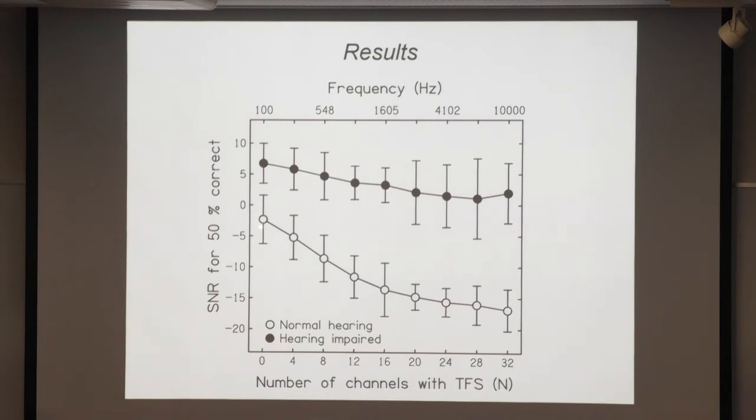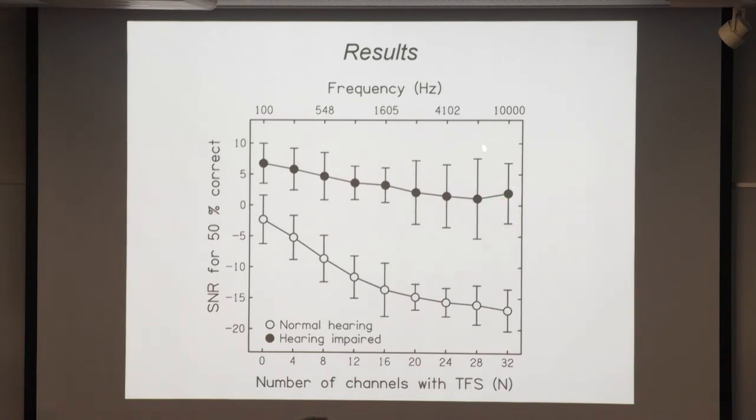And you can see these are the results for the normal hearing subjects. They start off better than the hearing impaired subjects shown here. They've got lower speech reception thresholds, but as you add channels with intact temporal fine structure, they get better and better. And there's a large improvement as you add channels with intact temporal fine structure. In contrast, the hearing impaired subjects start off performing more poorly, and they get very little benefit from adding the channels with intact temporal fine structure.